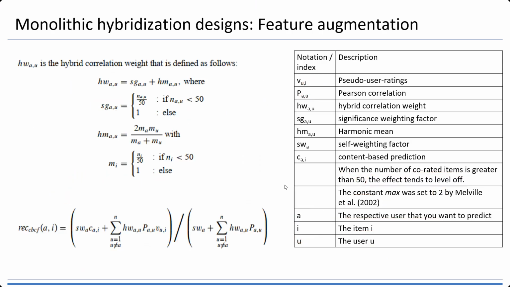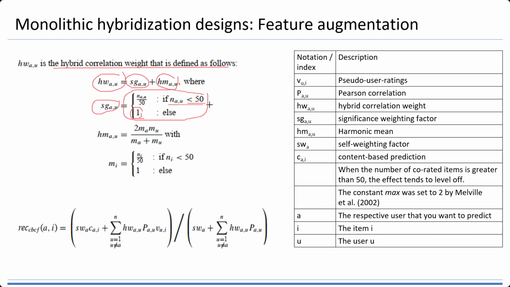So we can have the hybrid correlation with the feature augmentation like this one. The hybrid correlation weight is defined as follows. The HW is the summation of SG plus HM. SG is from this one. If it is higher than 50, then it is 1.